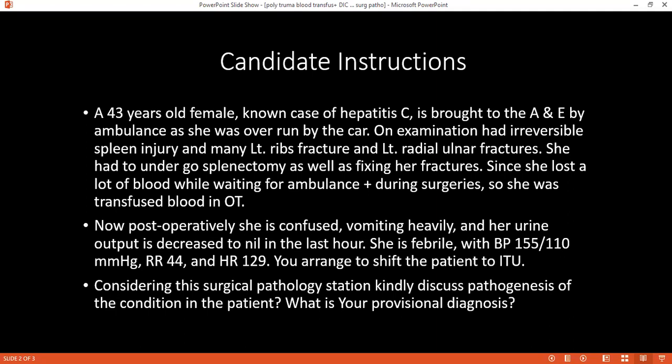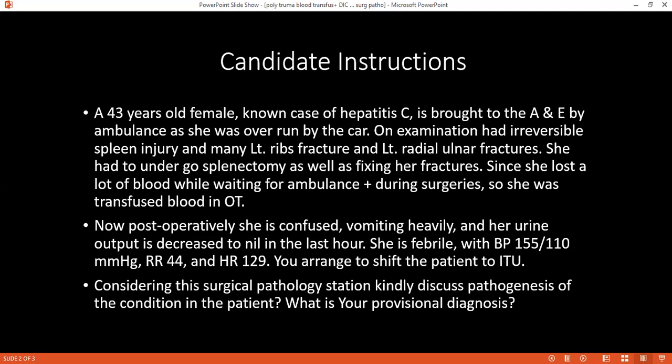DIC is a type of consumptive coagulopathy where there is simultaneous activation of the coagulative system leading to consumption of coagulation factors and a massive widespread hemorrhage. And also there is a simultaneous fibrinolytic system activation, which increases the chances of bleeding, and it decreases fibrinogen, and there is an increase of fibrin degradation products. Considering the fact that the patient is a known case of hepatitis and now is undergoing DIC, what would your plan of management be?